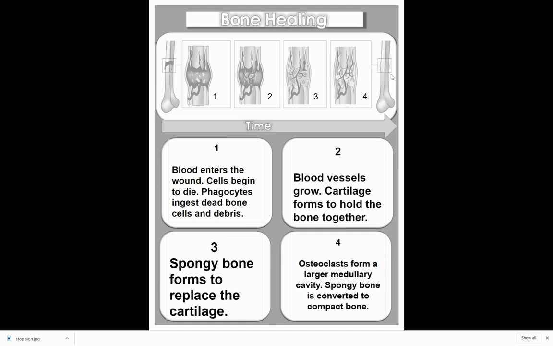That's the end of the skeletal system videos, and so your next activity will be to review some vocabulary in Quizlet.